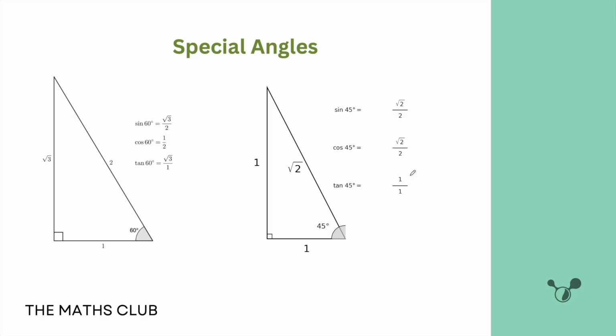These are things that you should know offhand. If you don't need to find them, just know the diagram and you will be able to find it. Know one diagram for 30 and 60 and know one diagram for 45 degrees. That's all.